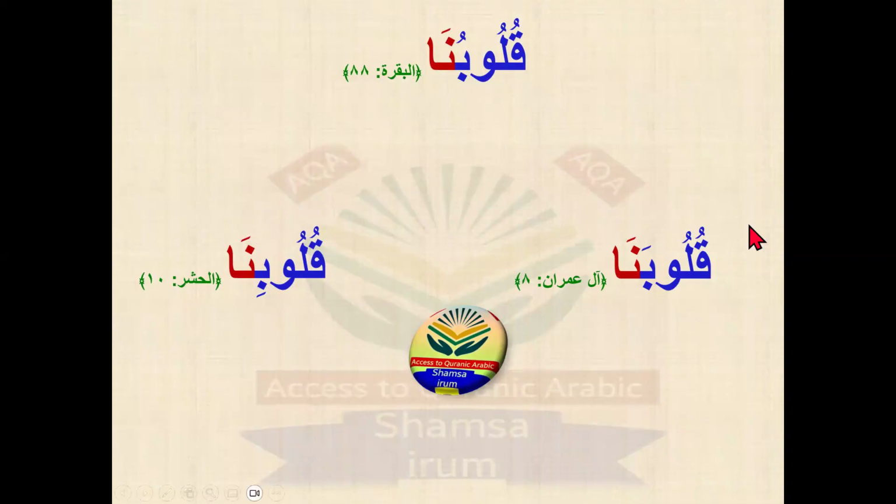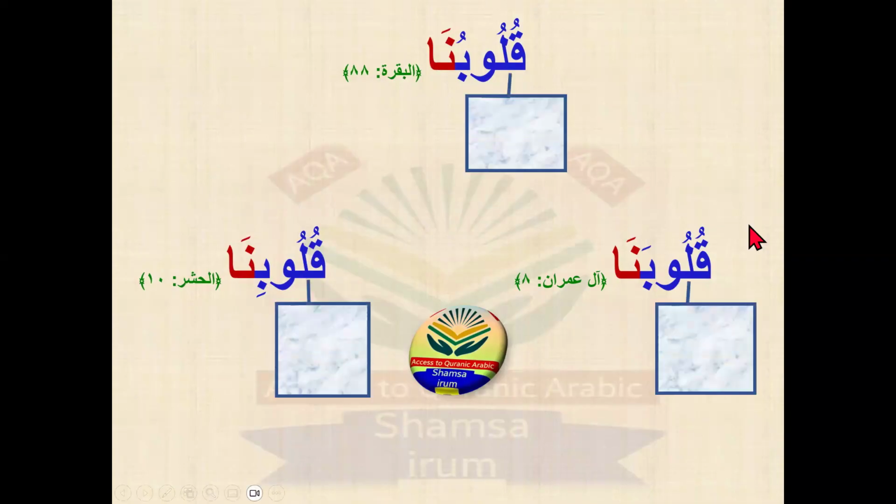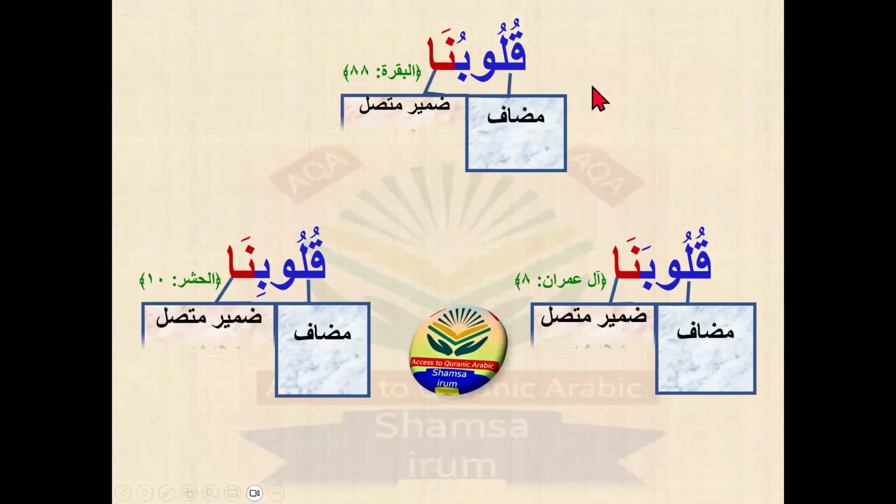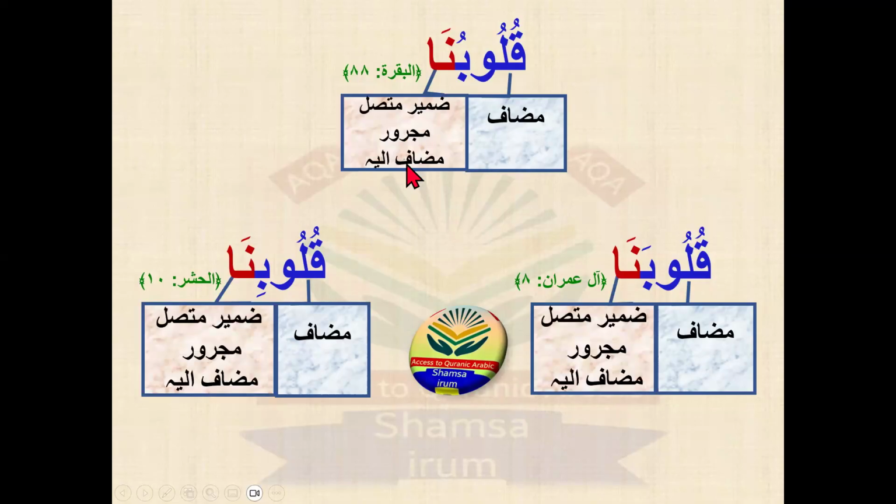So the first word is qulub, and this is mudaf. Look, there is no al, no tanween. Okay, so this is mudaf, and the pronoun which is attached with it is zamir mutasil, majroor, mudaf ilay. This zamir mutasil is in majroor state because it is mudaf ilay. And the word before it is a noun, and it is a mudaf.